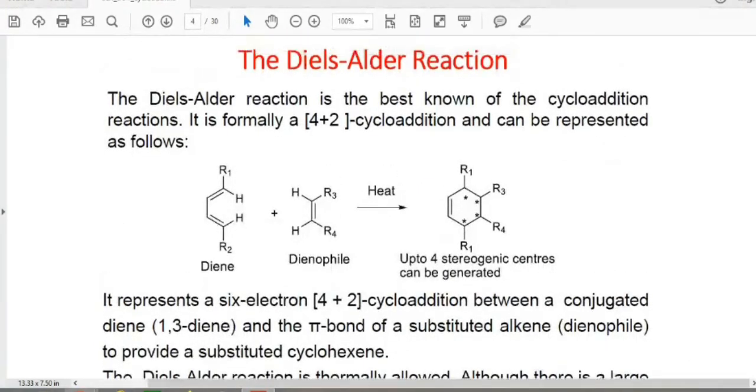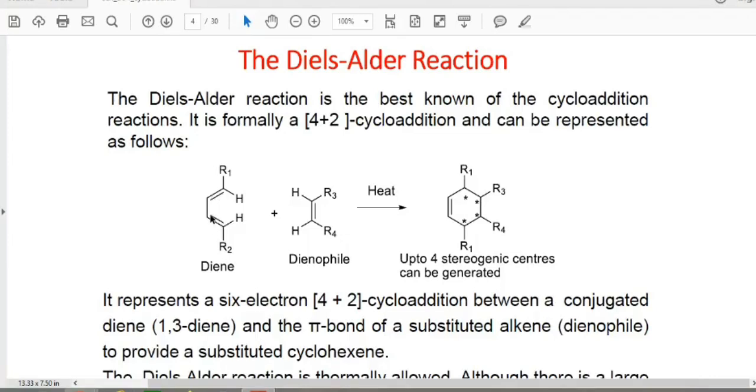Let us go one by one. Diels-Alder reaction. It was the prototype of cycloaddition reactions. Very famous reaction it is. It is also known as a 4+2 cycloaddition. So here is a diene. Diene meaning two double bonds are there. Di means two, and ene means double bond. So here are the two double bonds. This is a conjugated diene.